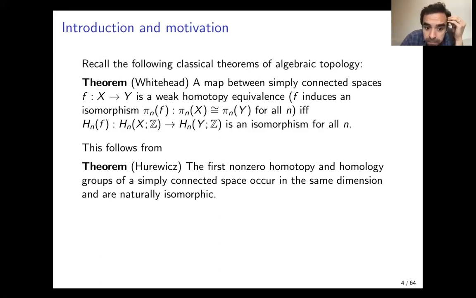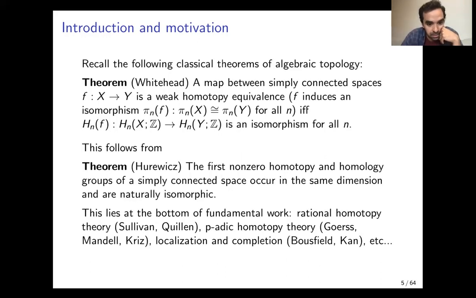And this follows from a more fundamental classical statement due to Hurewicz, which I'm going to state in the following form. The first non-zero homotopy and homology groups of a simply connected space occur in the same dimension and are naturally isomorphic.